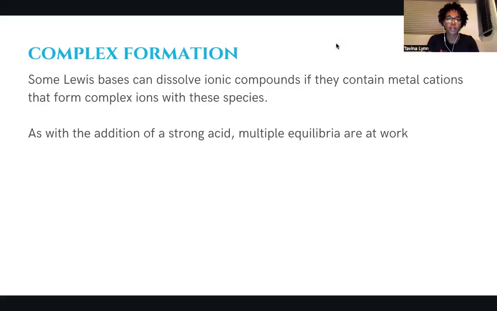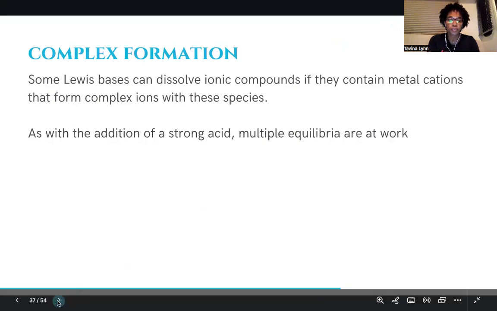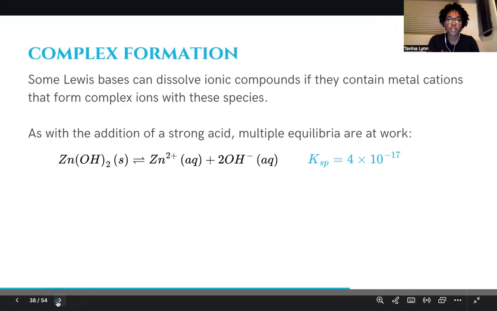Okay, so let's look at the next way that we can dissolve a sparingly soluble compound. We can use a Lewis base that is able to form a complex ion with one of the cation species. So just as with the addition of a strong acid, we have multiple equilibrium steps here.